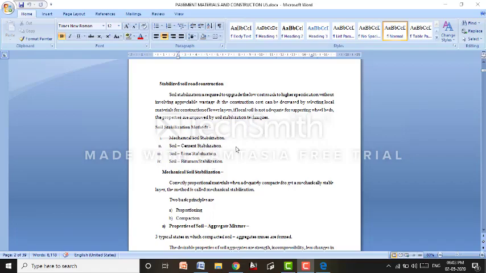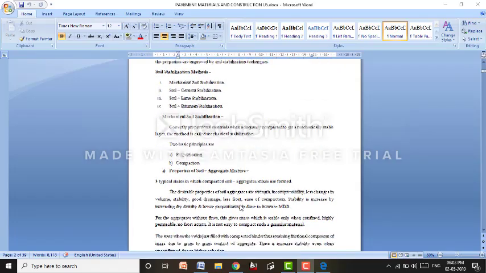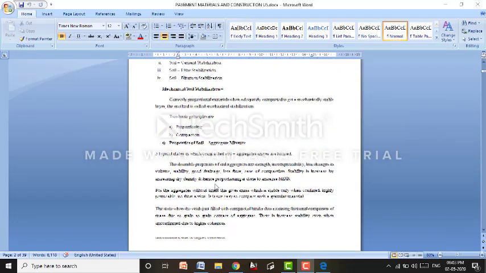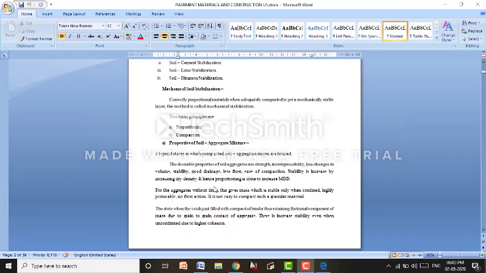These are the different soil stabilization methods: mechanical soil stabilization, soil cement stabilization, soil lime stabilization, soil bitumen stabilization, and there are many more varieties of soil stabilization method by adding admixtures like cement, bitumen, lime, and there are many. And even there are different chemical based soil stabilizations too. So, these are the different methods involved in each of these soil stabilization methods.